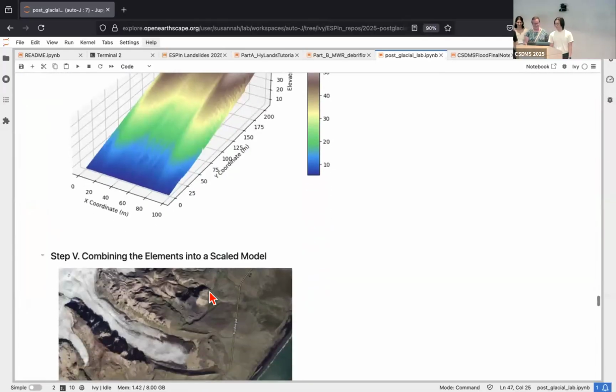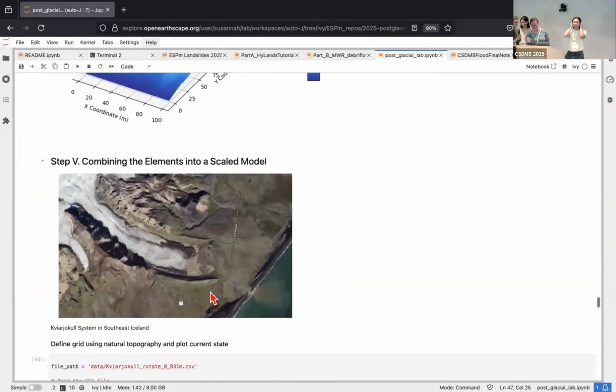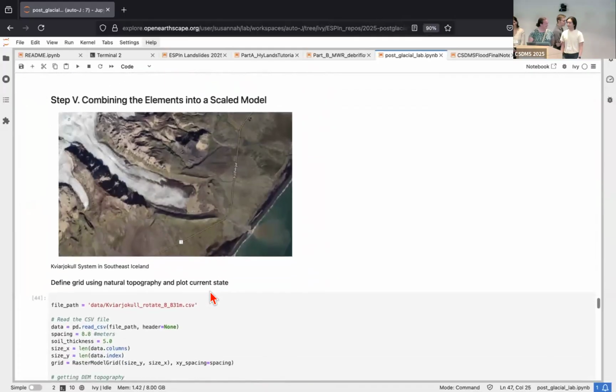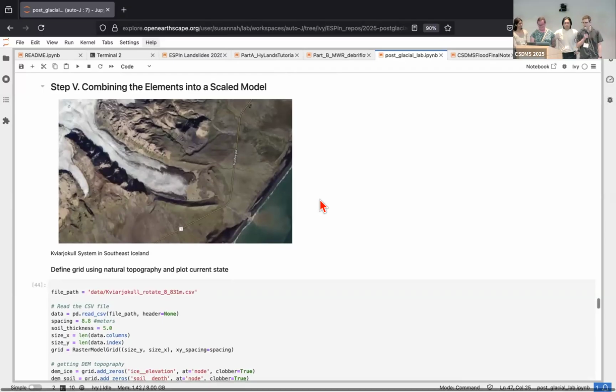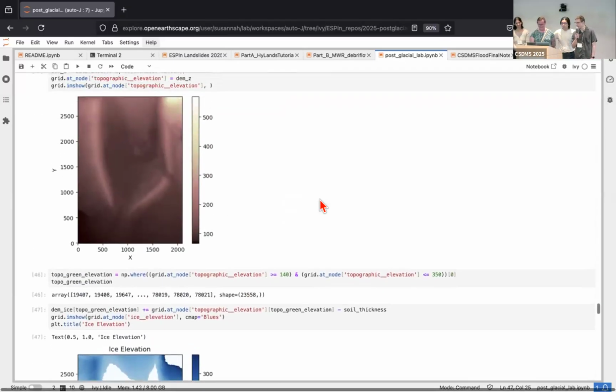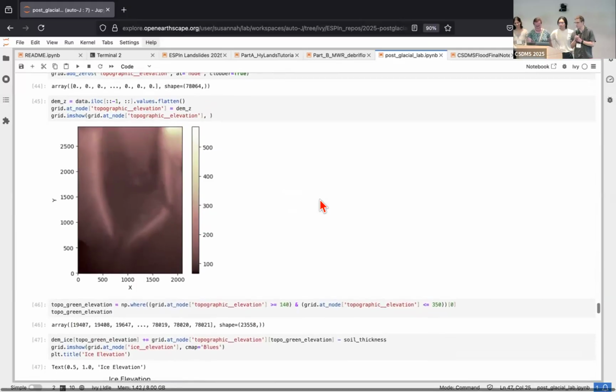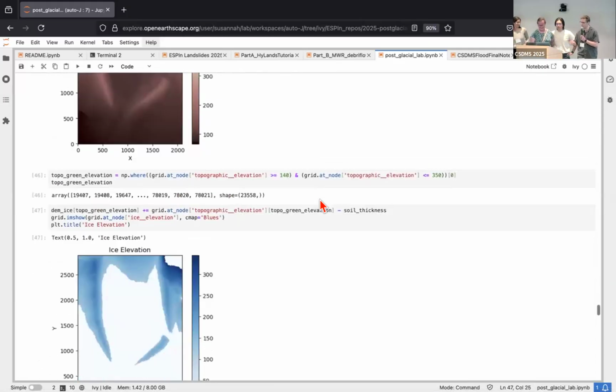So that's not all. We ran everything on this very simple synthetic system, and then why not stop there? Why not actually use the topography from this real system that doesn't look so dissimilar from that synthetic system? So if you scroll down, you'll see first just illustrations of the topography. We define where the ice is.